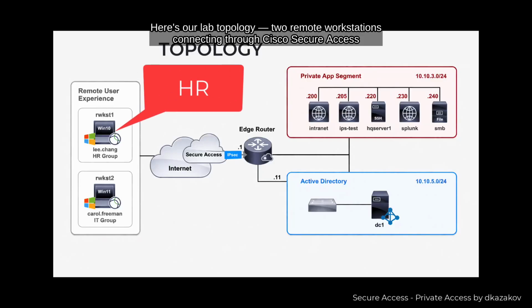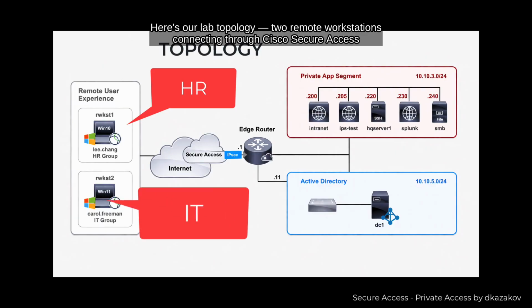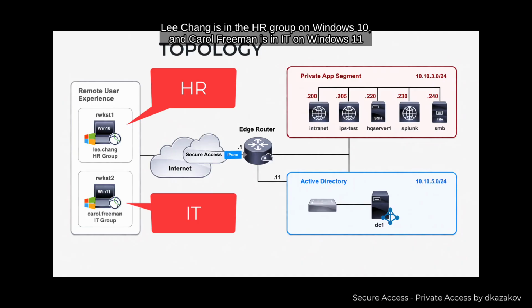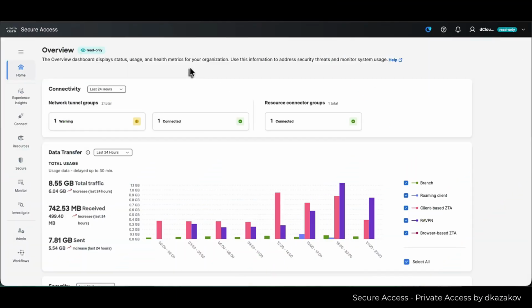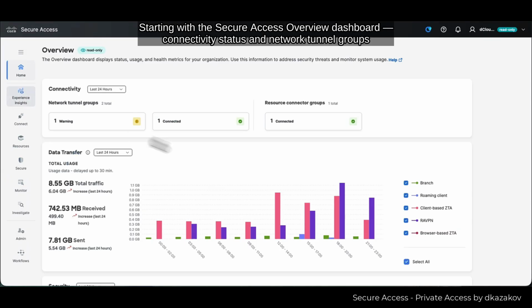All right, so here's our lab topology. We've got two remote workstations connecting through Cisco Secure Access. Chang is in the HR group, running Windows 10, and Freeman is in IT on Windows 11. Let's start with the Secure Access Overview dashboard.